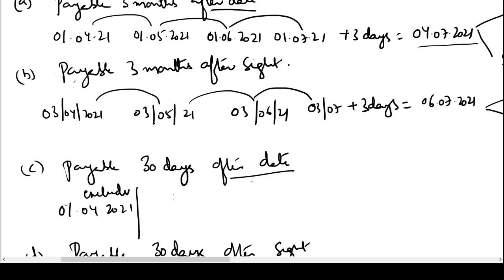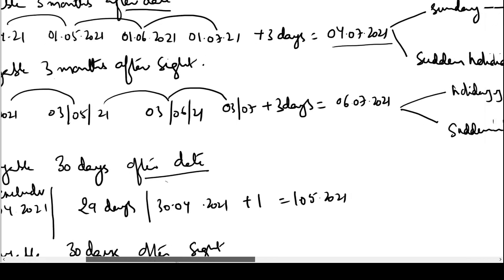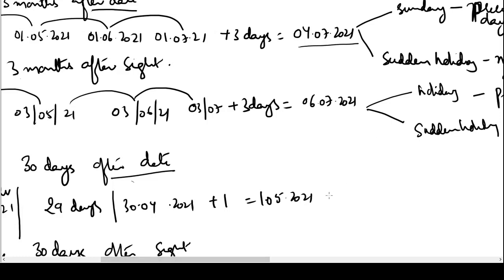We have to count 30 days. Now if you exclude 1st April 21, in the month of April 29 more days will be left. That means if you count 29 days, we will arrive at 30th April 21. We have to allow one more day because the duration is 30 days. That means on 1st May 21, 30 days are complete. Now we have to give 3 days of grace. This will become 4th May 21. So 4th May 21 will be the due date of the bill.